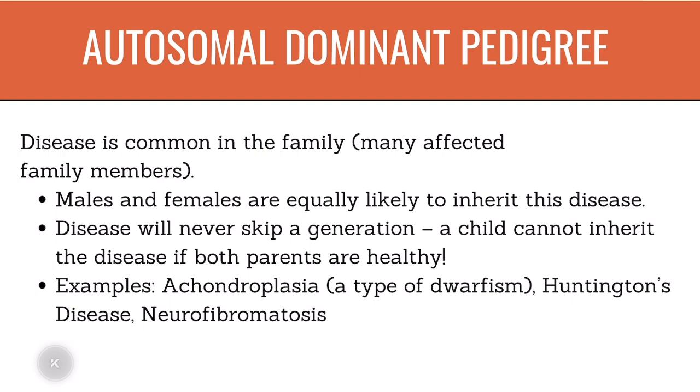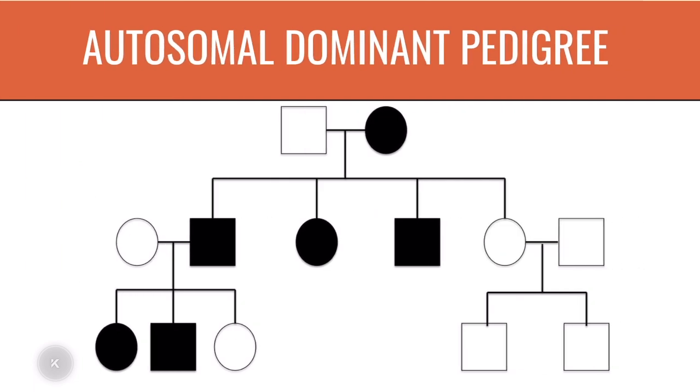So some examples of autosomal dominant disorders are achondroplasia, which is a type of dwarfism, Huntington's disease, and neurofibromatosis. So this is an example of a pedigree that is autosomal dominant.